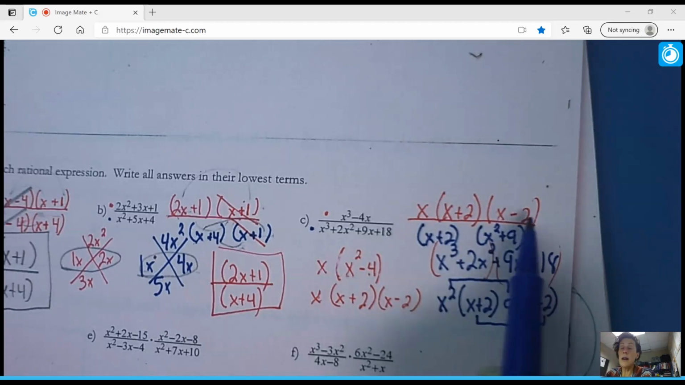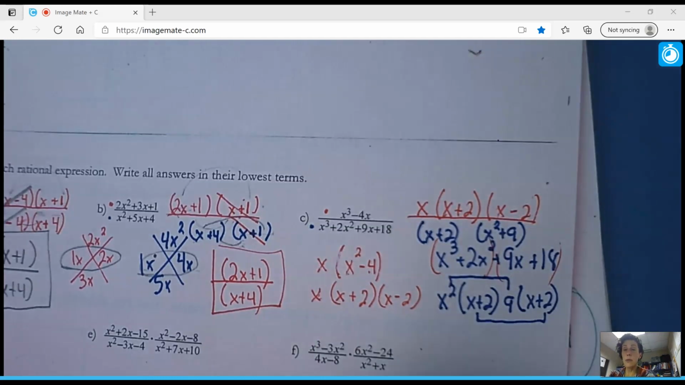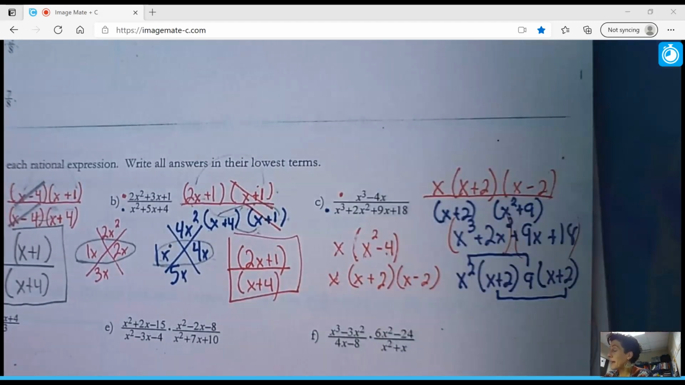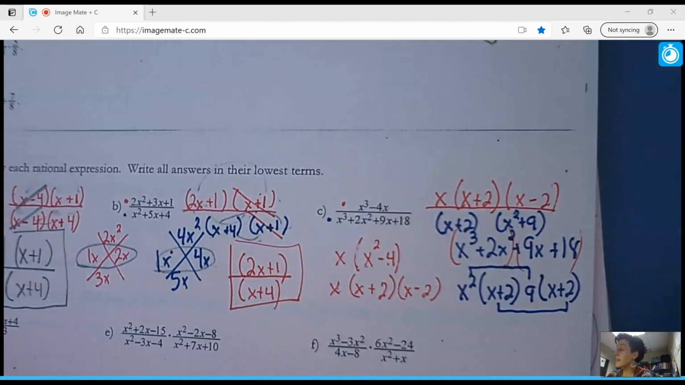And x and 2 are not perfect squares. They don't have nice square roots. And some people thought this one was, which it's really close because x squared has a nice square root and 9 does, but it's not a difference. There's a plus. So this is as factors it's going to get.